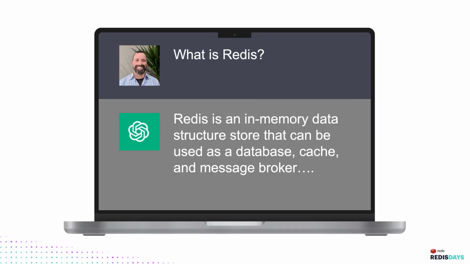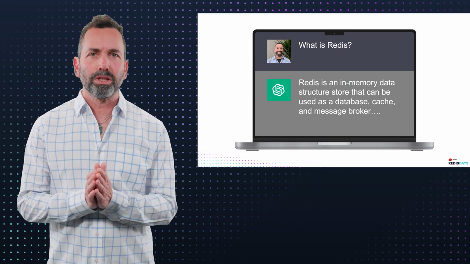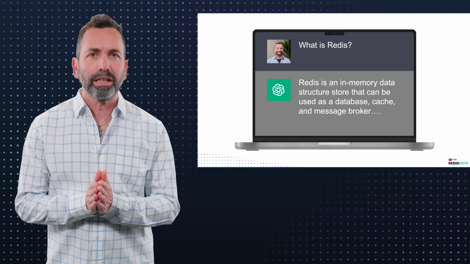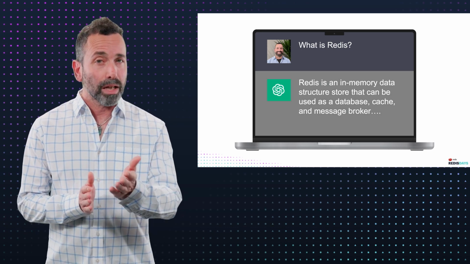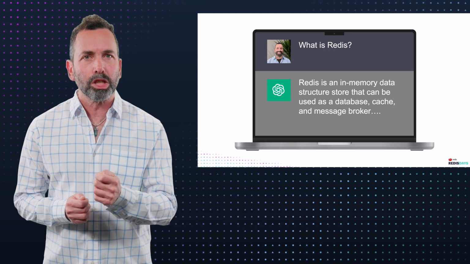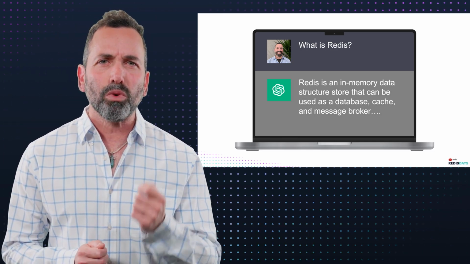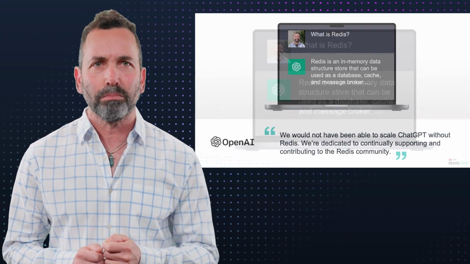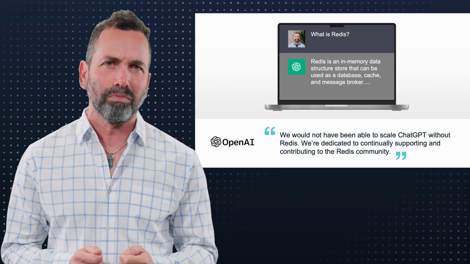Okay, pretty good response. Many of you probably know Redis for that second use case, Redis as a cache. Redis has been beloved by the community for years as the leading caching technology in the industry. But as you can see, Redis can also be used as a database or as a message broker and many more. And I share this example because Redis is actually being used by OpenAI, the maker of ChatGPT, in the backend to help it reach its unprecedented scale.